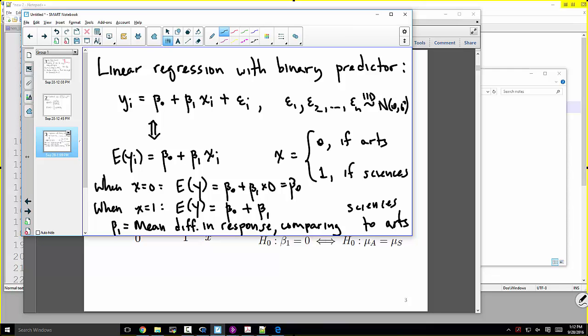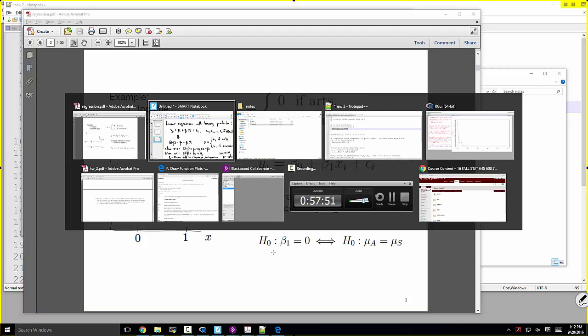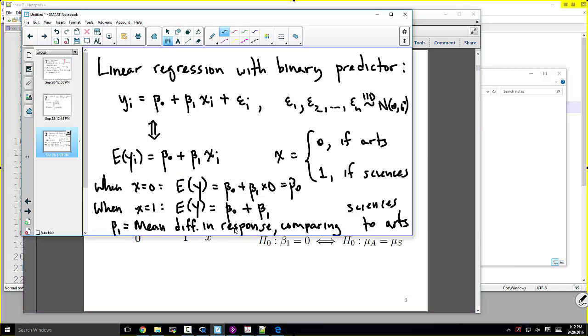We have like a two-sample problem here, and a natural question would be, is the mean for the arts group the same as the mean for the sciences group? We could do that with a two-sample t-test. It turns out to be equivalent. That is equivalent to testing the null hypothesis that beta 1 equals 0. Because beta 1 is that mean difference that we wanted to do inference on.